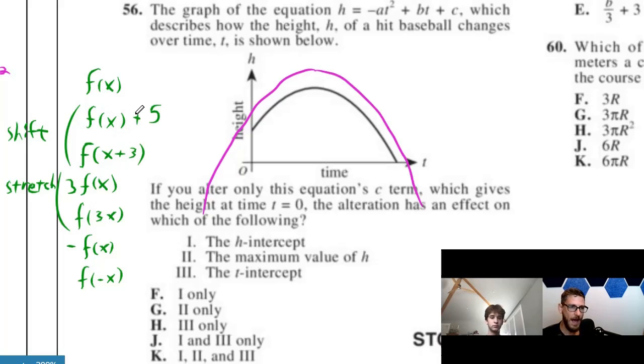With the shift, when you add outside, it's vertical. When you add inside, it's horizontal. So there's a pattern we're seeing where transformations outside the function produce a vertical change, and transformations inside the function produce a horizontal change. The same thing applies with these last two. These create a reflection or a flip. And again, when you do the negative outside, it's going to reflect vertically, and when you do it inside, it'll reflect horizontally.